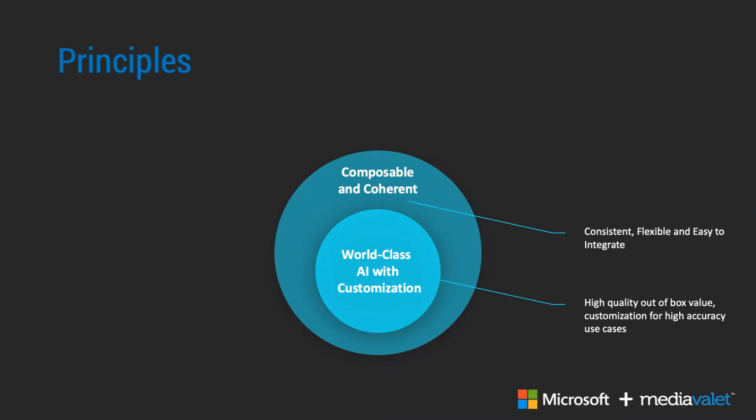The second principle is we want to make it composable and coherent, meaning we are giving you different ways of consuming the services that are flexible and easy to integrate. It could be through a cloud API, it could be through an SDK. So the way that you want to integrate and the way that you feel comfortable, we are always providing you the necessary tools to make it much more simple and easy.